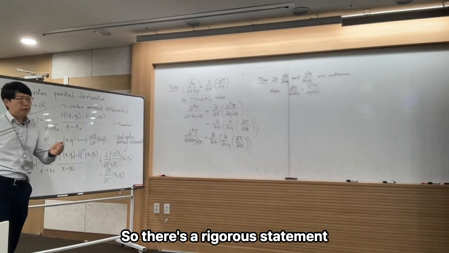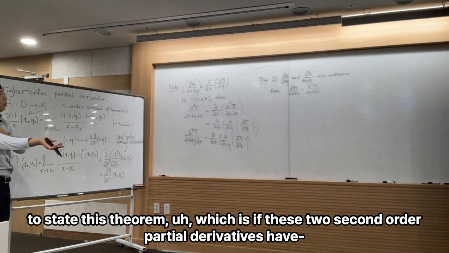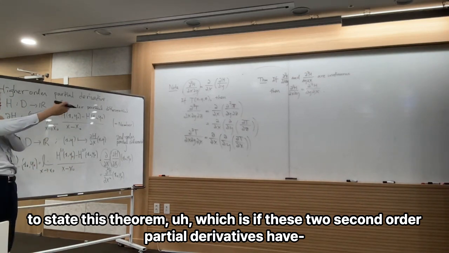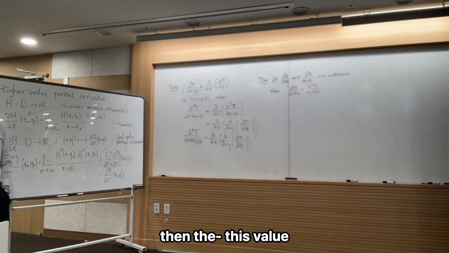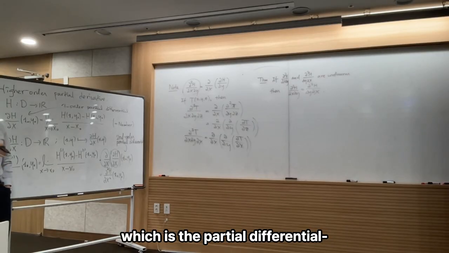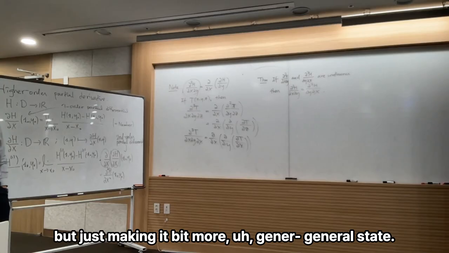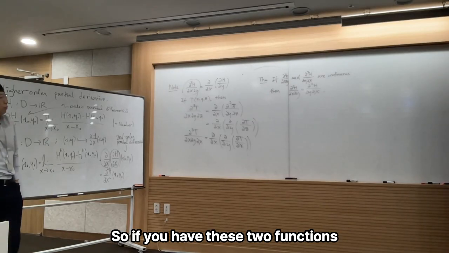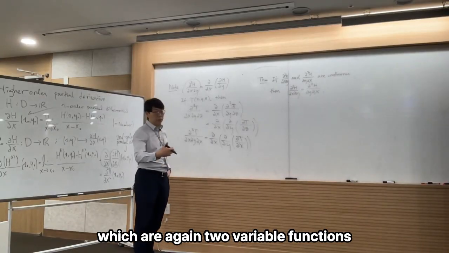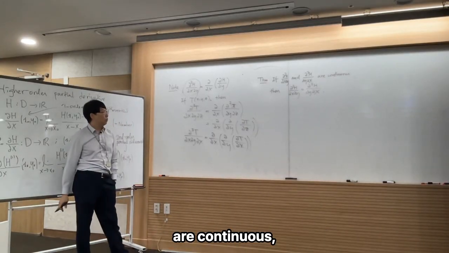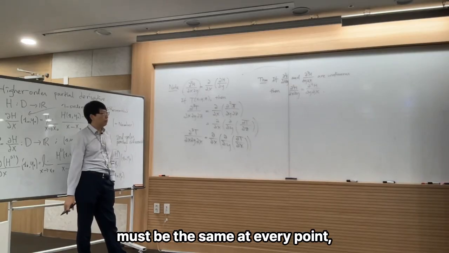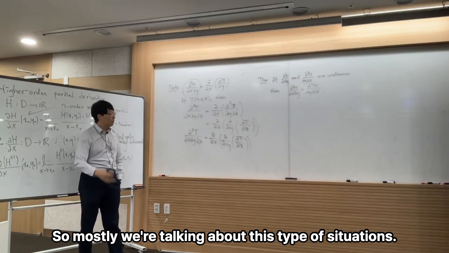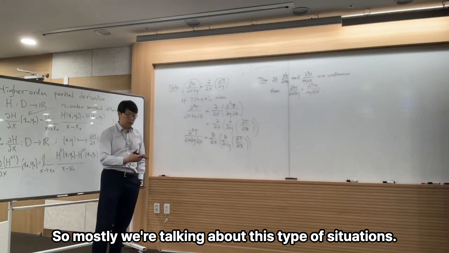There's a more rigorous way to state this theorem, which is if these two second-order partial derivatives are continuous at a certain point, then this value, which is the partial differential at that point, is the same. But making it a bit more general: if you have these two functions, which are, again, two variable functions, and are continuous, then the values of these functions must be the same at every point, which means that they are the same function. So mostly we're talking about this type of situation.